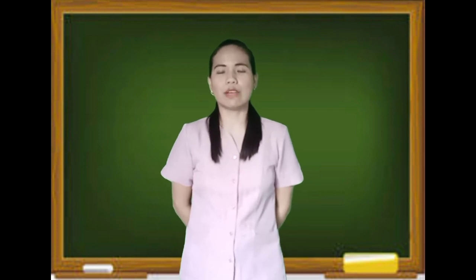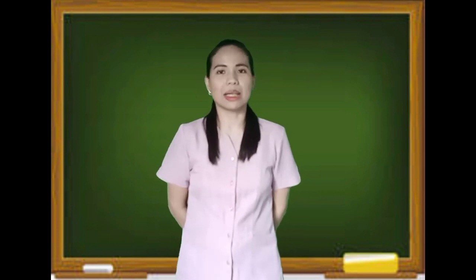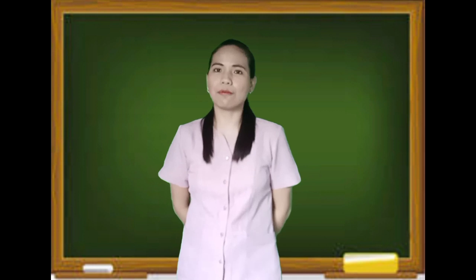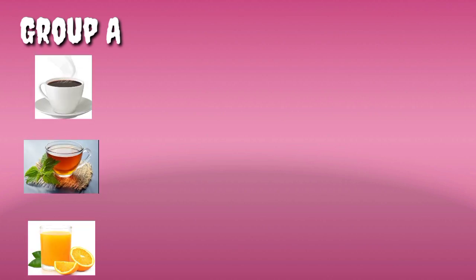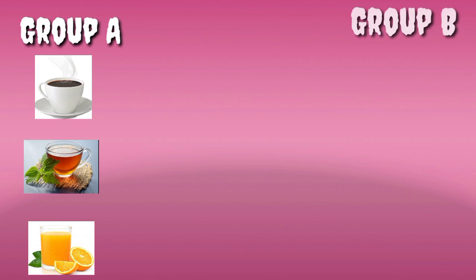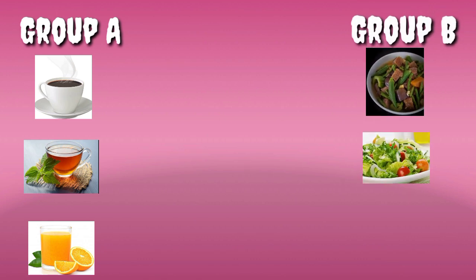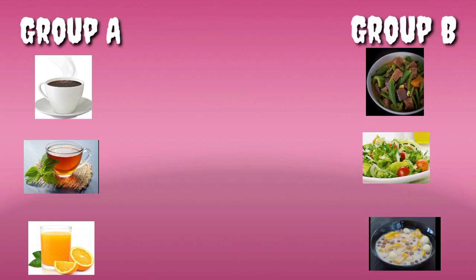Today, we will have a new lesson in science. But before that, let's have first a recap of the past lesson. Study the pictures under Group A such as hot choco, tea, and juice, and Group B such as pakbet, vegetable salad, and sticky rice ball in cocoa milk. Describe the characteristics of this mixture by connecting them to their corresponding trait at the middle.